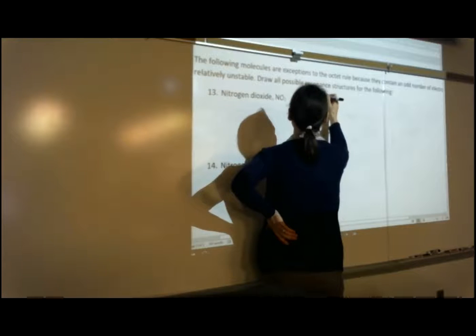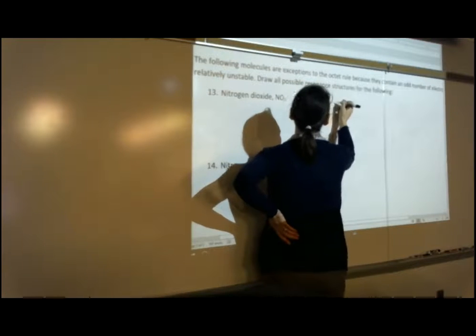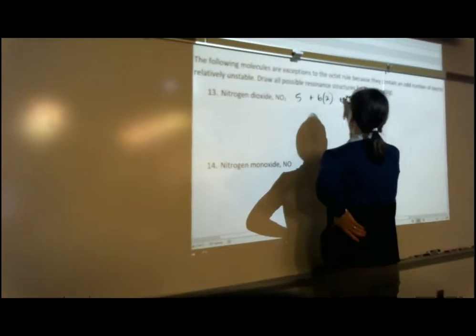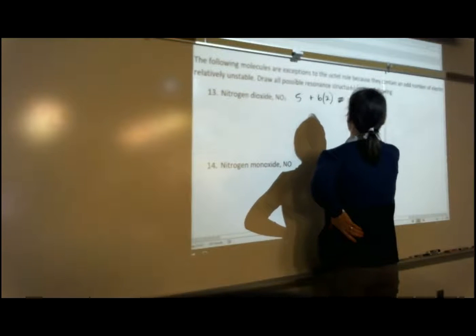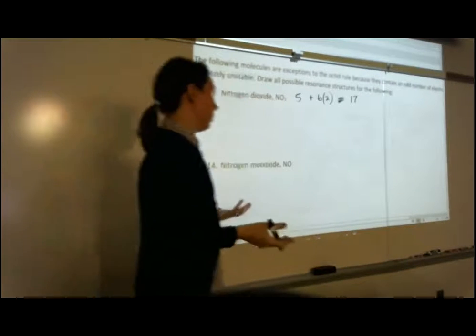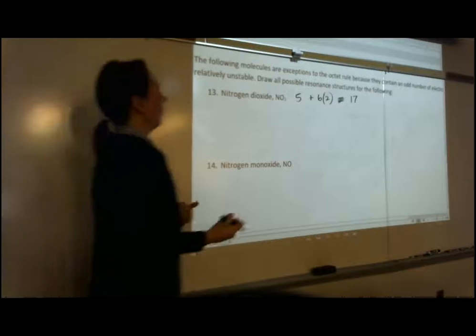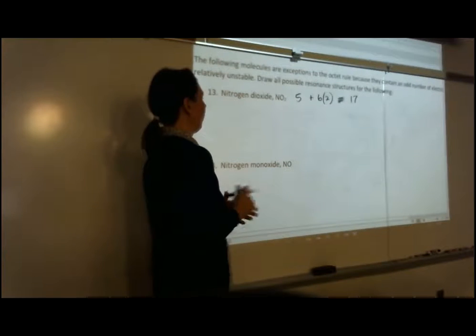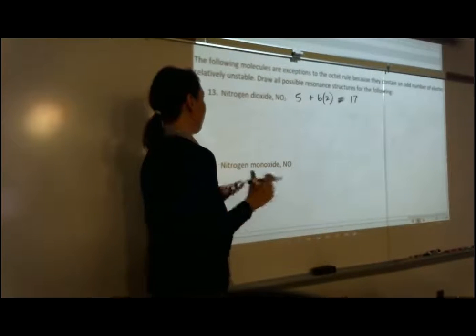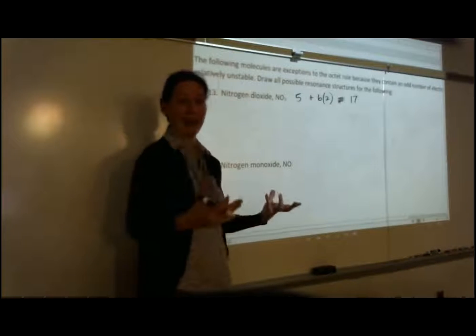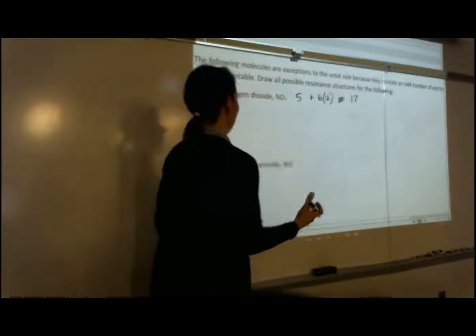5, and then 6 times 2 gives me 12. So that's 17. Equals 17. 17 is an odd number. There's nothing I can do to fix that. That's just how it is. So we have to figure out what I can do to make this situation the best that I can make it. Somebody's going to be unhappy.